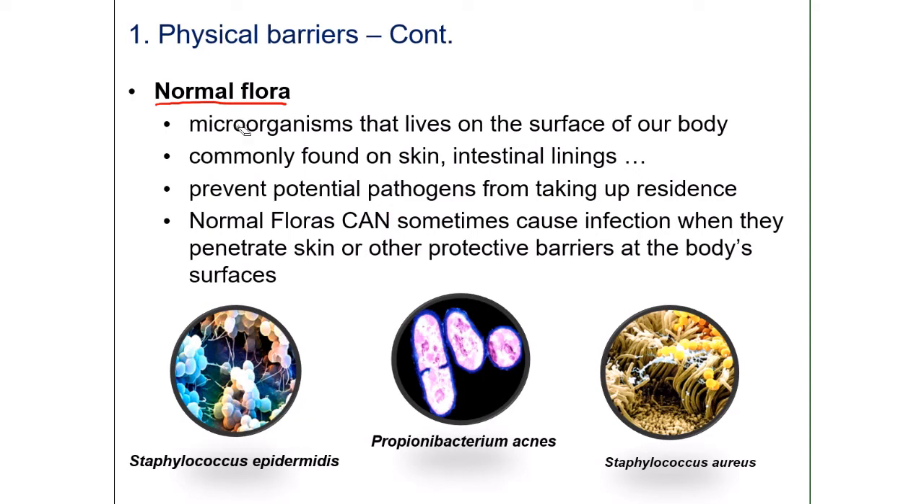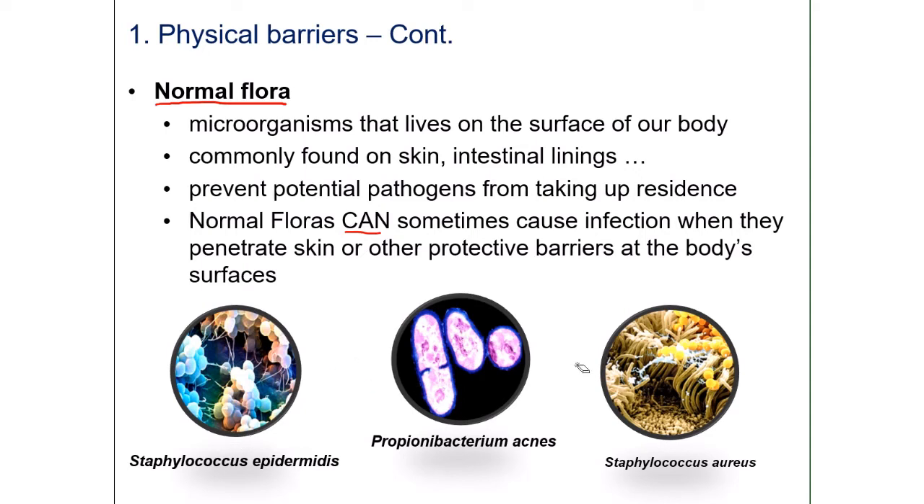But that's okay, because when you lose your normal flora, you can gain them back. People can eat probiotic yogurt, for example, right? There are good bacteria in the yogurt that will help replenish the normal flora in your gut. Now, they are supposed to be beneficial for us, but sometimes the normal flora can cause what we call opportunistic infection. If there is a breach in the barrier, it's possible that these normal flora can go deeper into our body and cause some kind of infection.